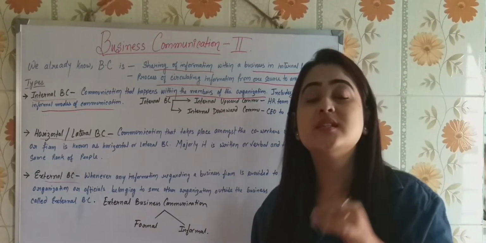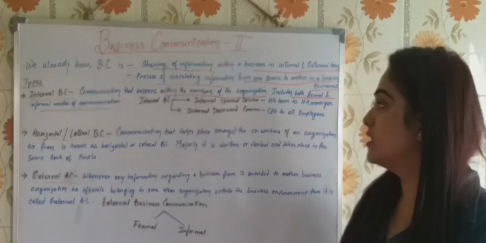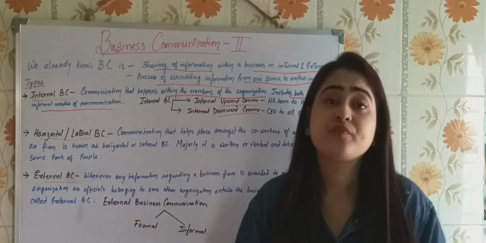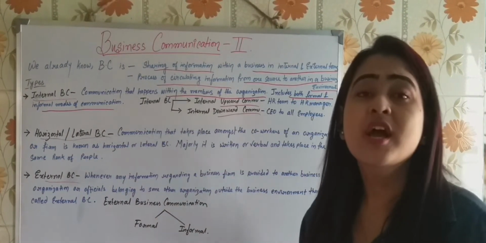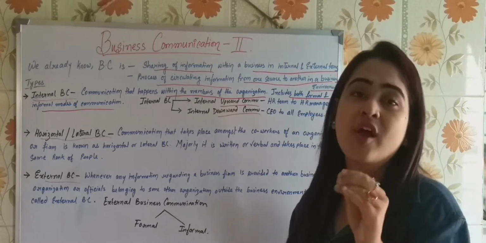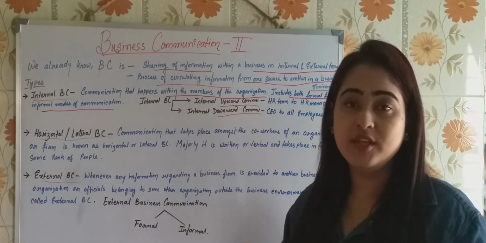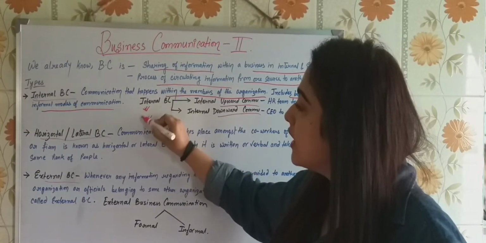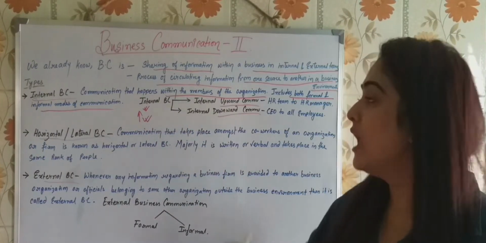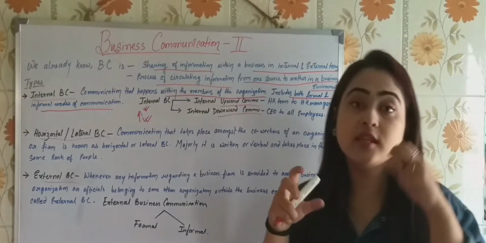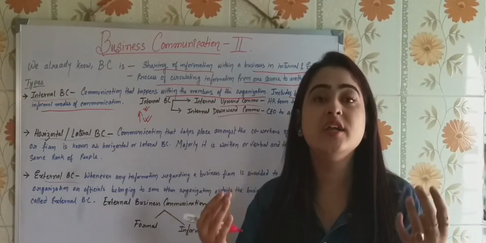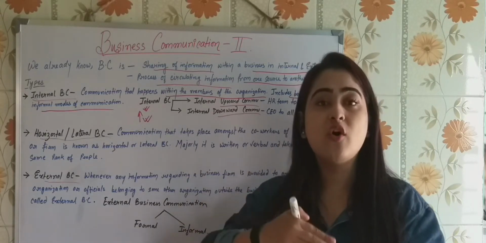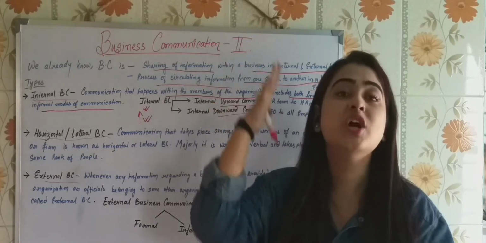Now internal business communication is again of two types. One is internal upward communication, the other is internal downward communication. What is upward communication? Hierarchy. From the hierarchy we segregate these two types of communication. That is upward, meaning we are moving from lower hierarchy to upper hierarchy, okay. Suppose the HR team has got some information, and from that HR team the information is getting passed to the HR manager.